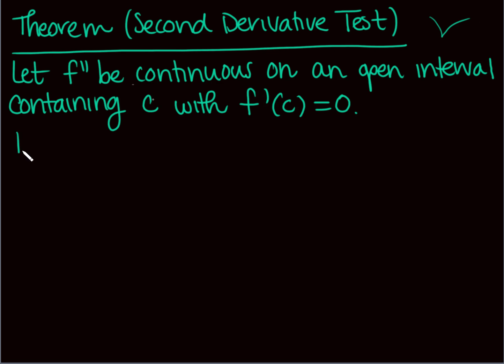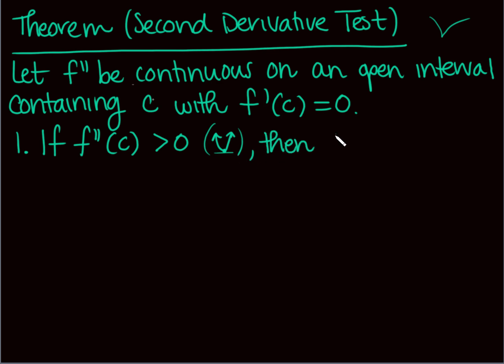All right, a couple things here. First, if the second derivative at that point c is greater than 0, then I am concave up. So what do I know? I know that at this point I'm concave up. I also know that I have a horizontal tangent. So what must we have there? We must have a local min. Then f has a local min at c. That's all I have to show.